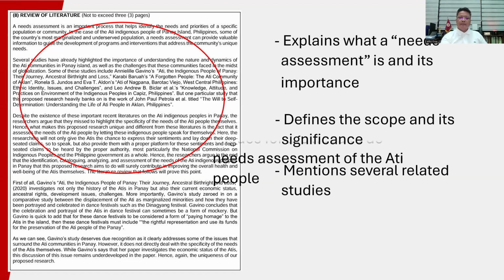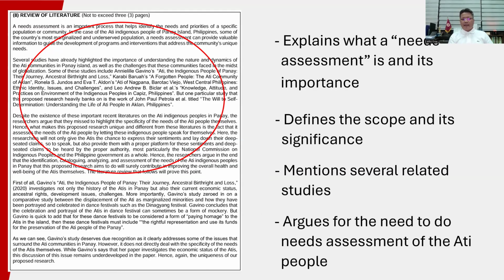And then, as you can see also, I will read this later on, of course, the introductory parts argue for the need to do needs assessment of the Ati people. That's the introductory parts. And I'm now breaking down the parts so that you will understand at least the basics in doing this.